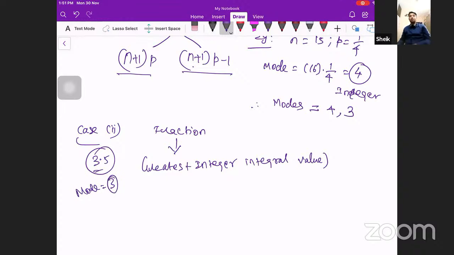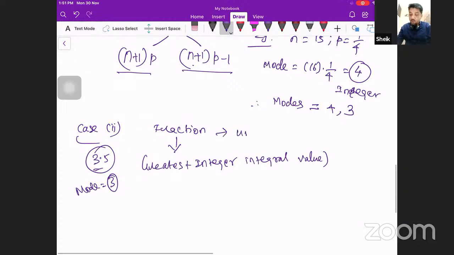Don't take the approximate value. We have to take the greatest integer. Within 3.5, 3 is going to be the greatest integer. Even if you are getting 3.9, still the greatest integer is going to be 3 only. So if it is a fraction, it is unimodal, and the mode is the greatest integer value.